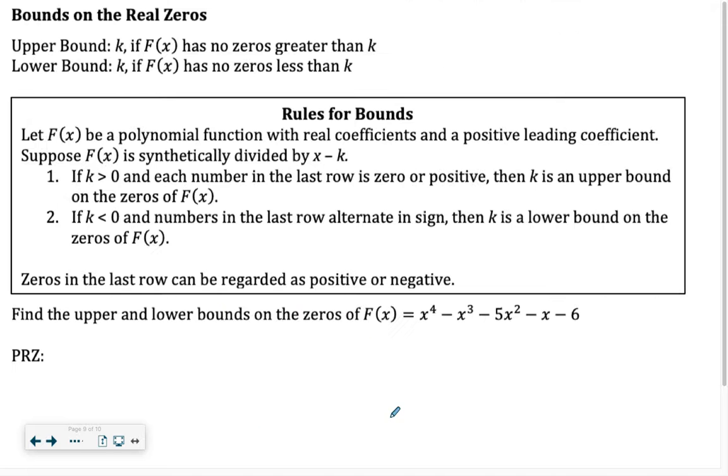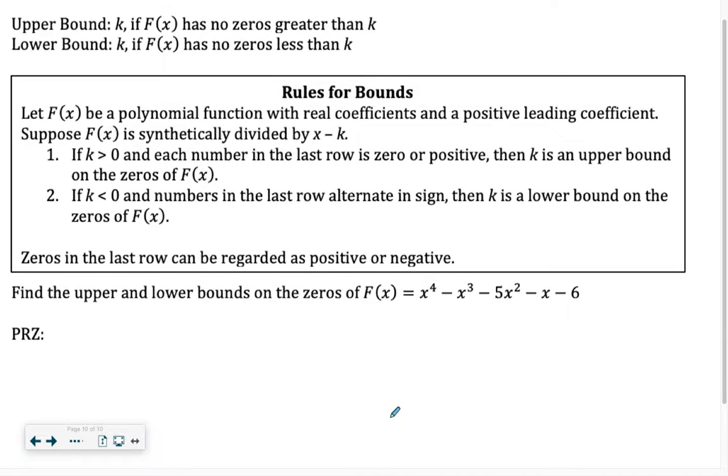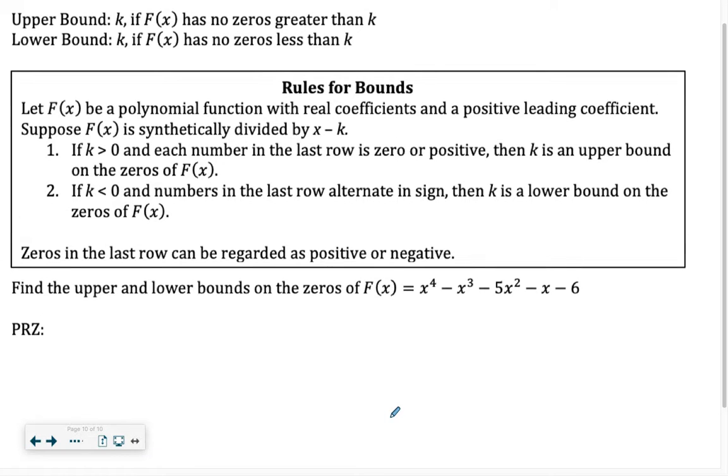Our last idea is bounds on our real zeros. So when we have our big list of possible rational zeros, and we start testing them to see what works, we could find upper bounds or lower bounds. So an upper bound means there are no zeros greater than that number. A lower bound means there are no zeros less than that number.